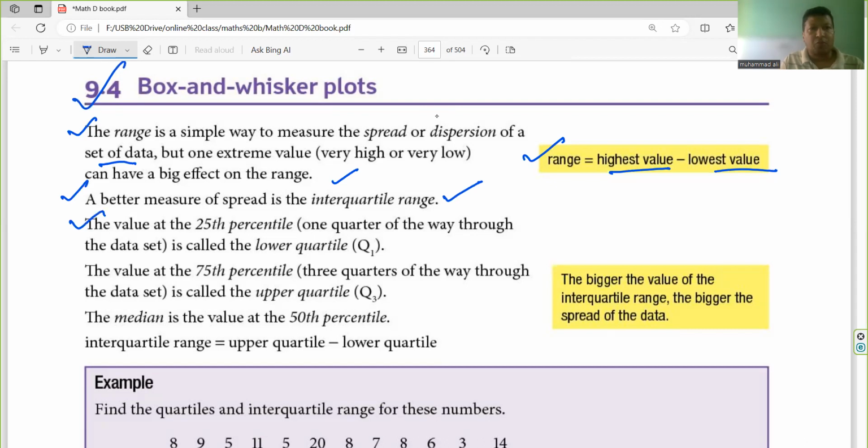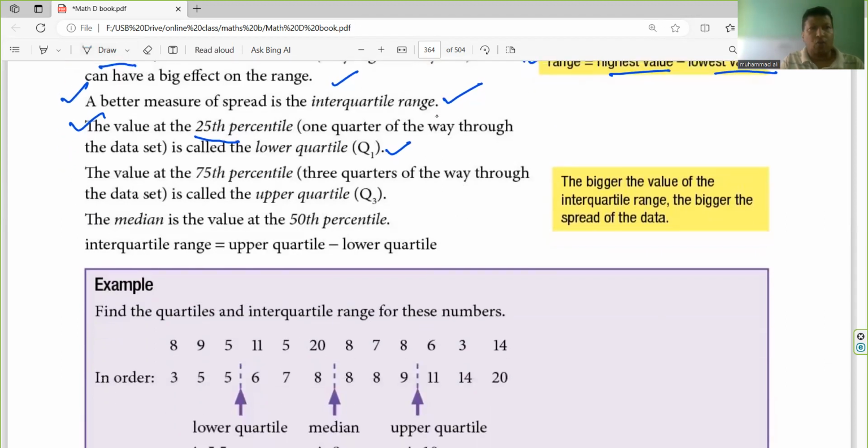The value at the 25th percentile, that means 1/4 of the way through the data, is called the lower quartile. You can say 1/4 of the total data is the lower quartile, or the 25th percentile is the lower quartile. And the second one, the value at the 75th percentile, 3/4 of the way through the data, is called the upper quartile. We will indicate this as Q3. Lower quartile we will indicate as Q1.